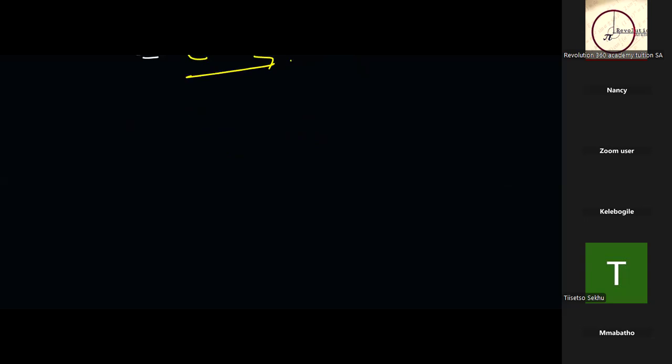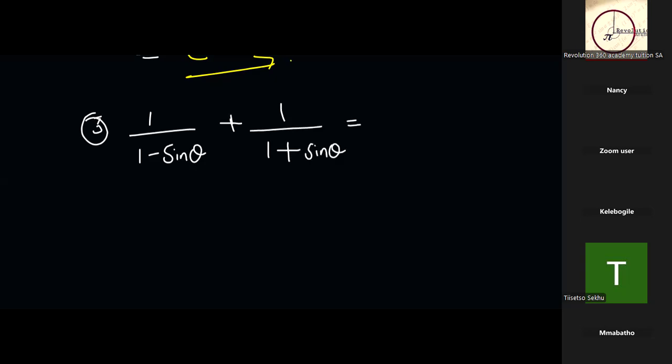Number 3. So here we have 1 over 1 minus sin theta, plus 1 over 1 plus sin theta, equals 2 over cos squared theta. So for you to be able to prove this one, you just need to locate the most difficult side, which is the left-hand side.